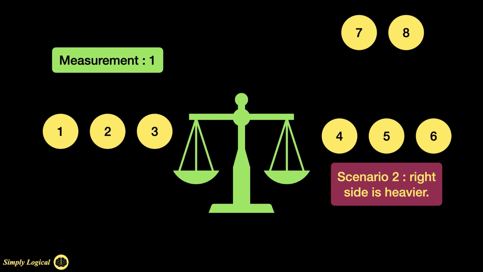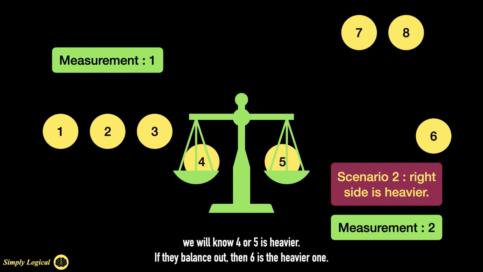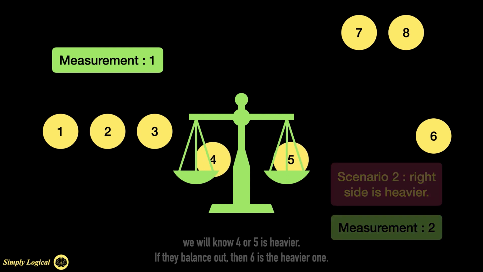Let's consider scenario 2. If the right side is heavier, then we know that either 4, 5 or 6 is the heavier ball. Now in the second measurement, weigh 4 on the left and 5 on the right. By doing this, we will know if 4 or 5 is heavier. If they balance out, then 6 is the heavier one. Thus, the heavier ball is identified by exactly two measurements in scenario 2.